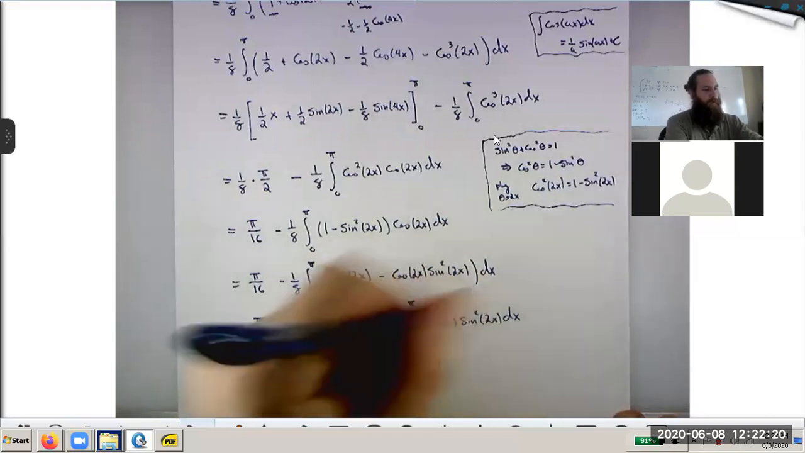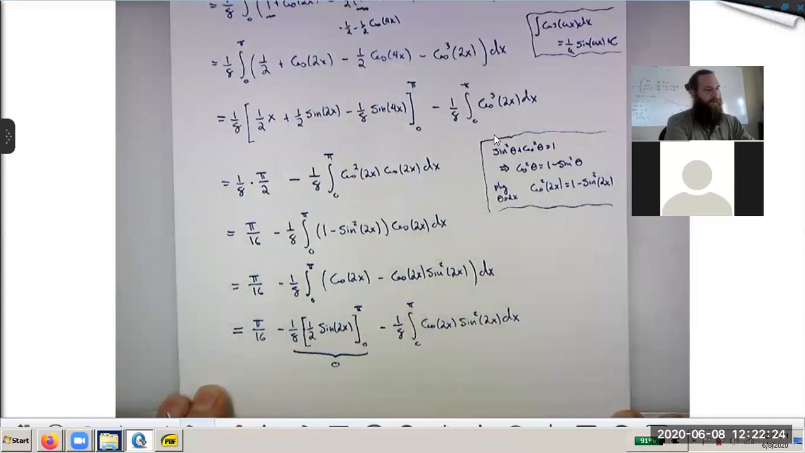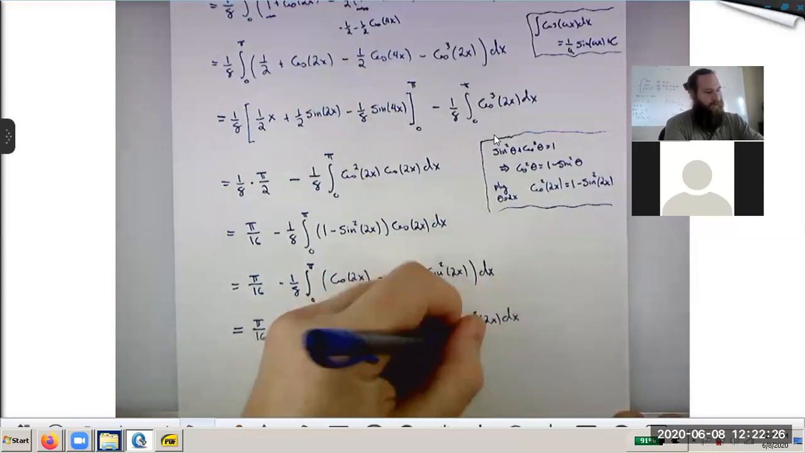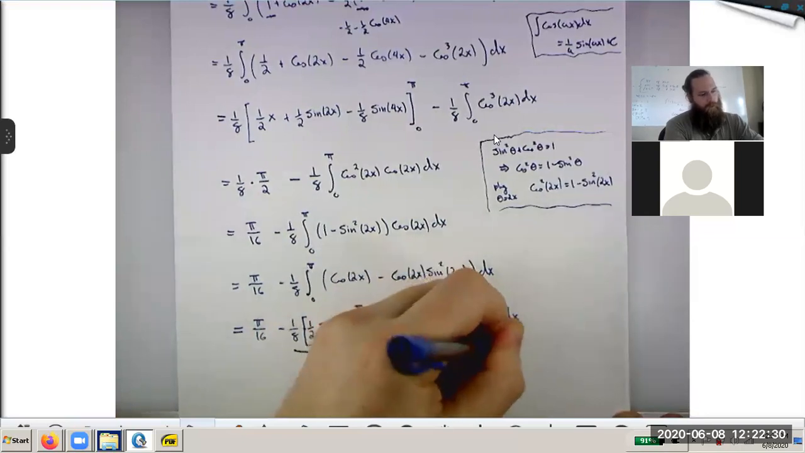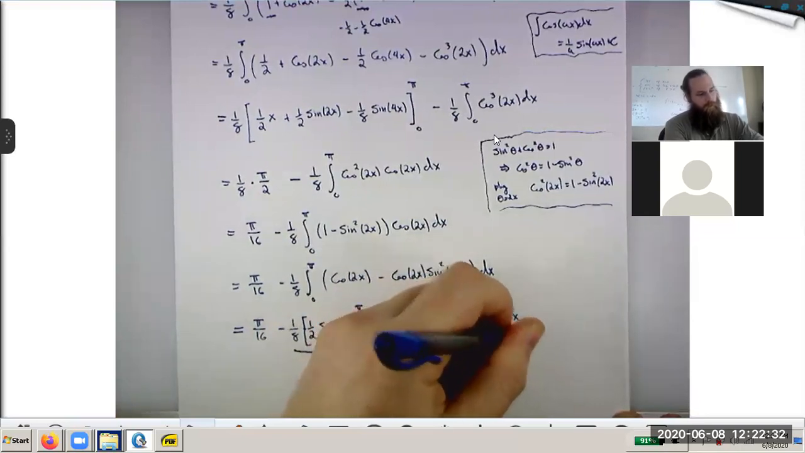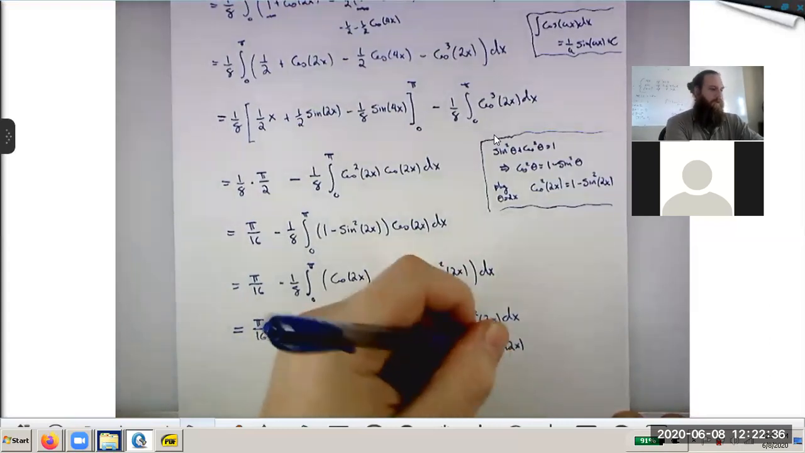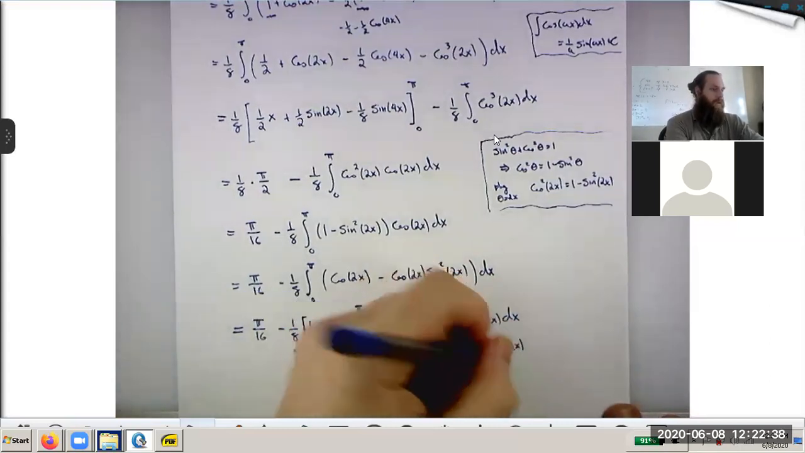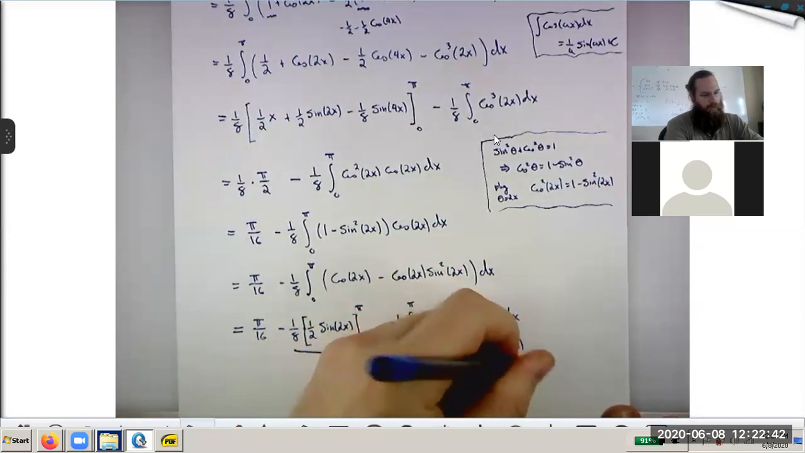In this integral, I want to make the substitution. I'm going to run out of space, aren't I? z equals sine 2x. dz then is cos 2x. That's a chain rule derivative.